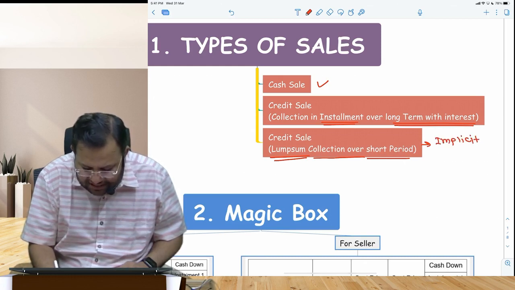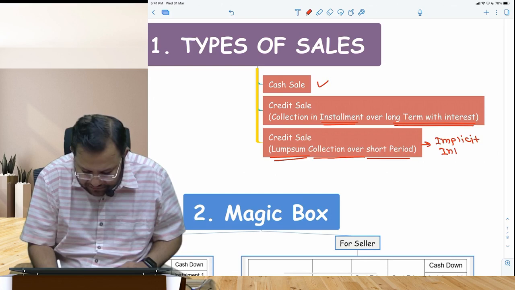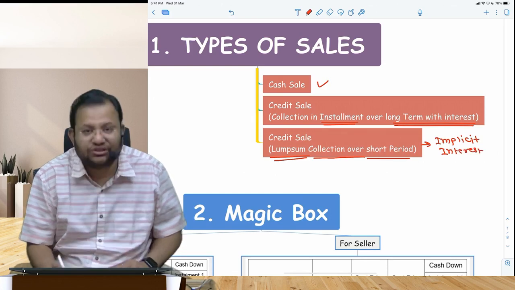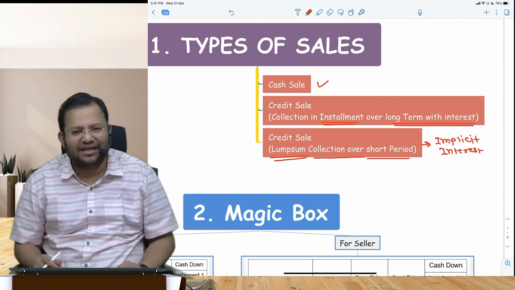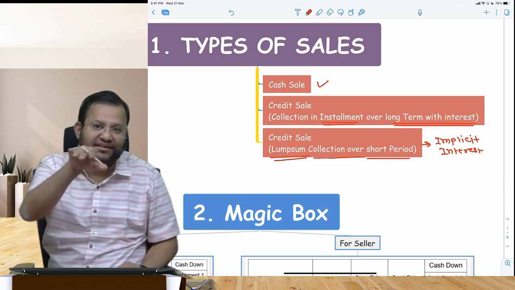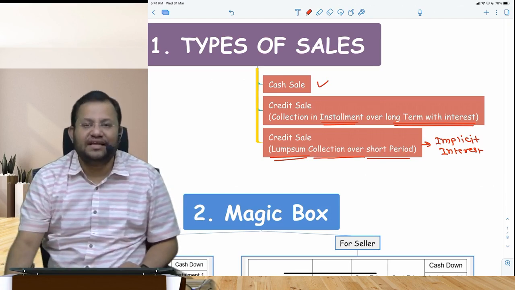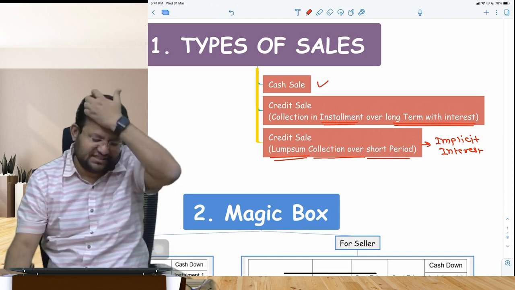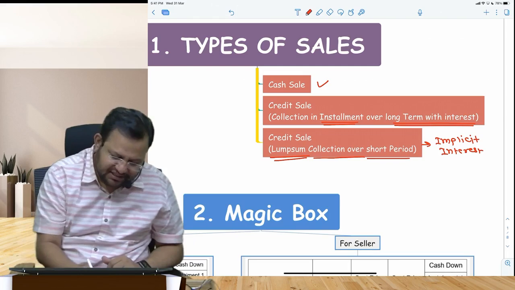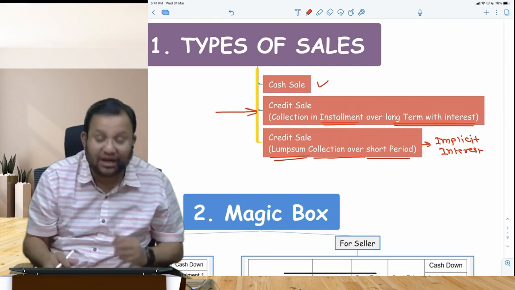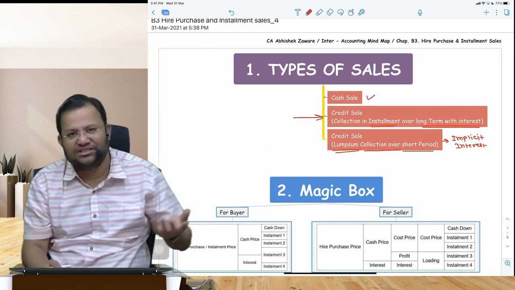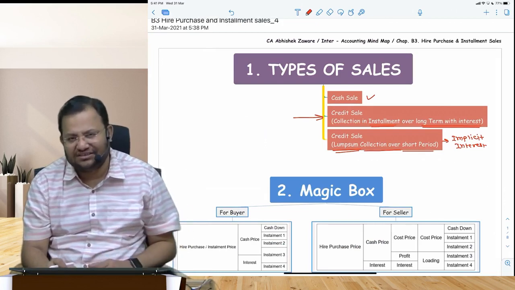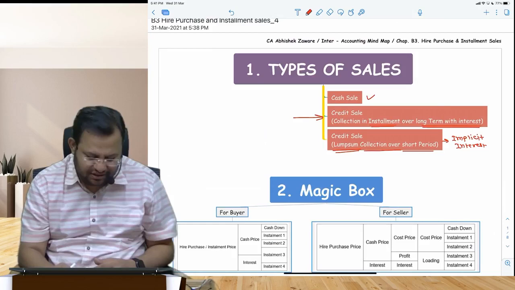Whenever you sell the goods on a credit basis and you just give a 1 month, 2 month credit period, remember there is an interest, but that interest is hidden in the selling price. That is why I said it is a hidden interest or implicit interest. Hire purchase is an example where you collect the money in multiple installments. It could be either a hire purchase or an installment sale. Legally there is a difference from a theory perspective.